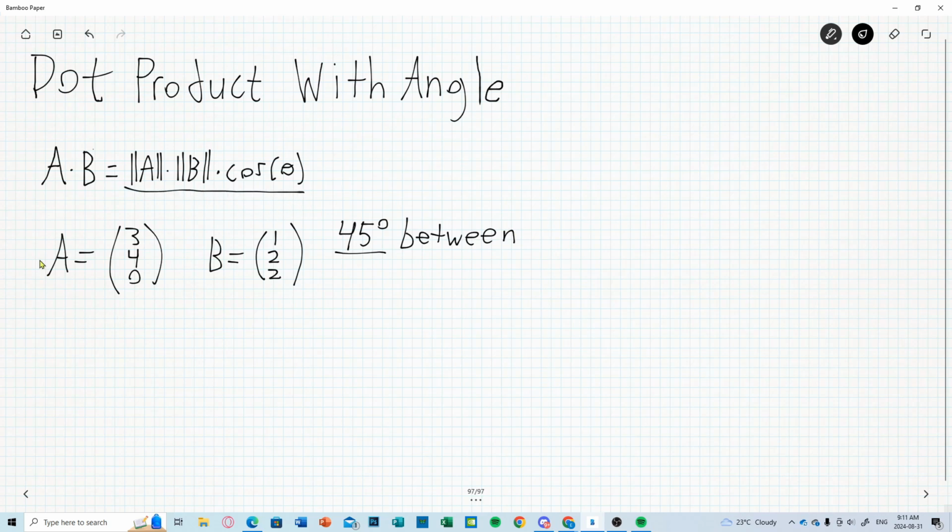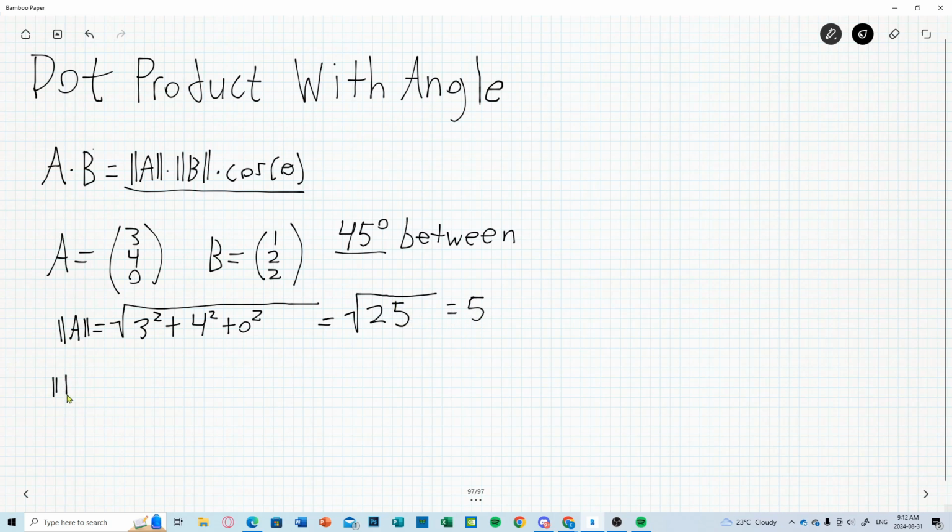The first thing we need to do is find the magnitude of A and B. The magnitude of A is the square root of every number in here squared and added together. So we have 3 squared plus 4 squared plus 0 squared, which gives us 9 plus 16, which is the square root of 25, which is just 5. And the magnitude of B is the square root of 1 squared plus 2 squared plus 2 squared, which gives us the square root of 9, which gives us 3.